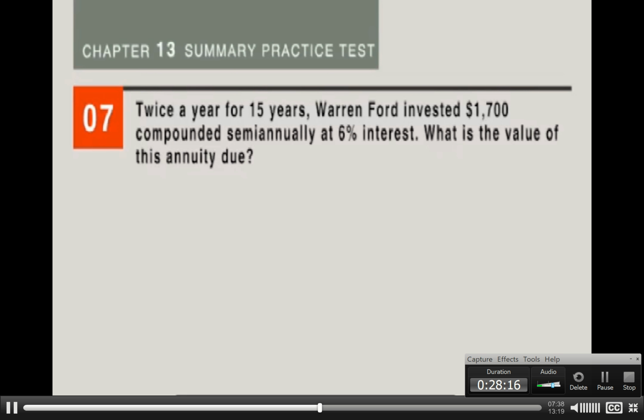Twice a year for 15 years, Warren Ford put in $1,700 compounded semi-annually, 6%. What's the value of this annuity due? Annuity due means what? Putting it at the beginning? So we have to add a payment, add a period, and subtract the payment.